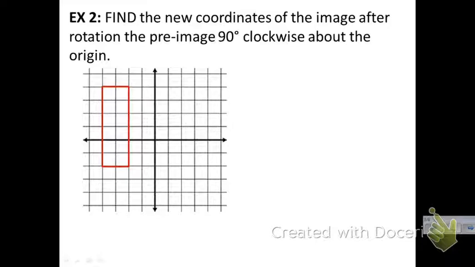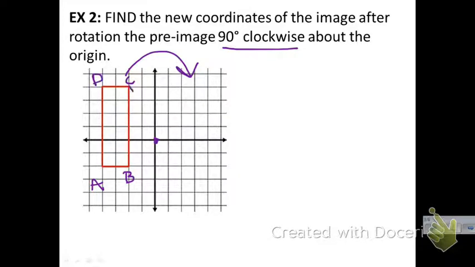Okay, so example 2 says we're going to rotate it 90 degrees clockwise. So clockwise means forward, and we're going to go a quarter of a turn. We're going to rotate about the origin. So I'm going to look at one point at a time. We can label them A, B, C, D again. I think I have them labeled differently, but that's okay.